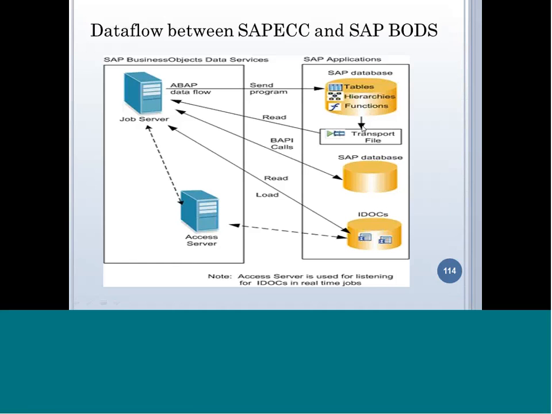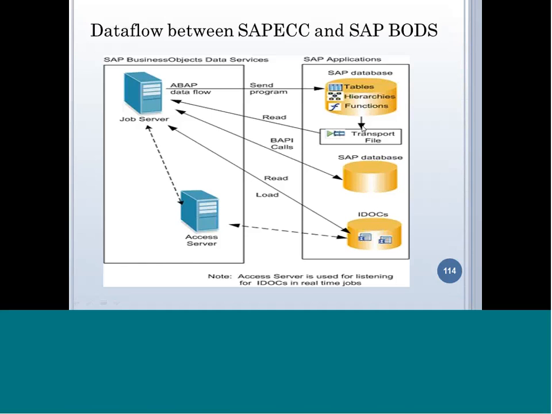A lot of people will get confused. The target in the ABAP data flow is always data transport. So other than the data transport, we cannot have any other data target. So transport is a way of using it, a transport file.